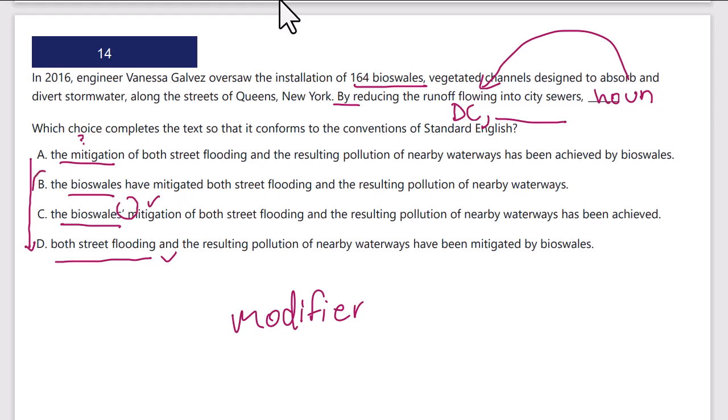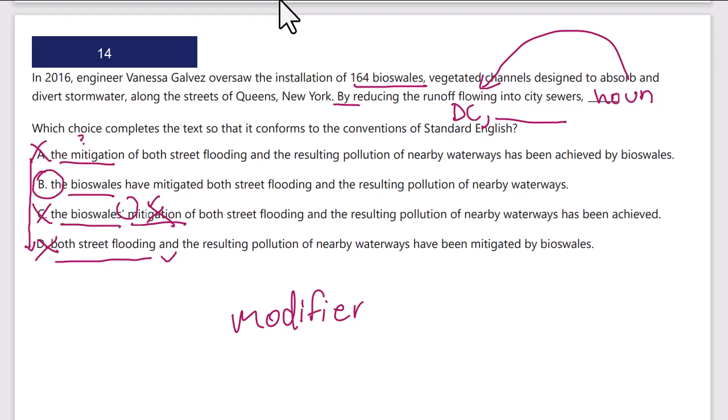This looks good. Let's just check C and D. The bioswales mitigation, no, it's not the mitigation that, by reducing the runoff into city sewers, the mitigation is not the correct noun. So again, that's just like A, it's going to be wrong. And then D was not even a noun. That was the verb. Both street flooding and resulting pollution. That cannot be our answer because we need a noun that's modified by the previous clause.